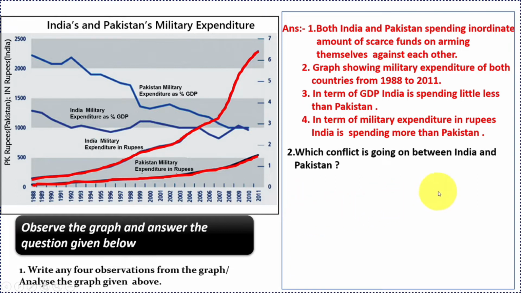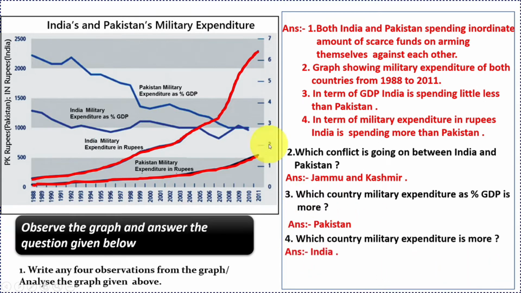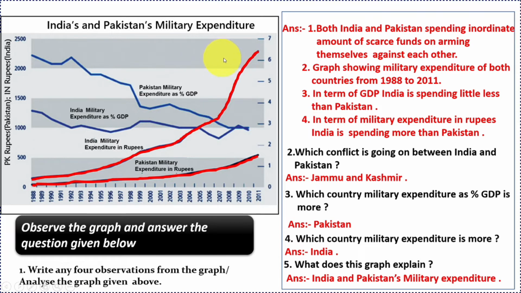Which conflict is going on between India and Pakistan? It is very clear and everyone knows it is the Jammu and Kashmir conflict. Which country's military expenditure as percentage of GDP is more? It is very clear that as percent of GDP, Pakistan's is a little high. Which country's military expenditure is more in terms of rupees? It is India. What does this graph explain? This graph explains India and Pakistan's military expenditure.